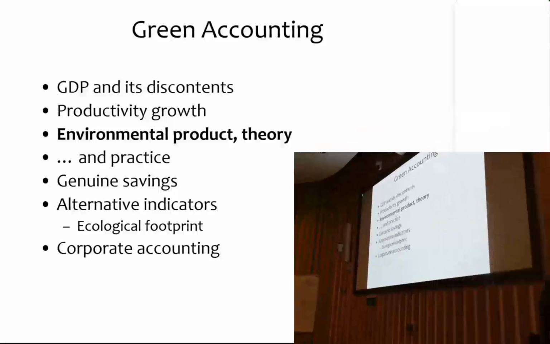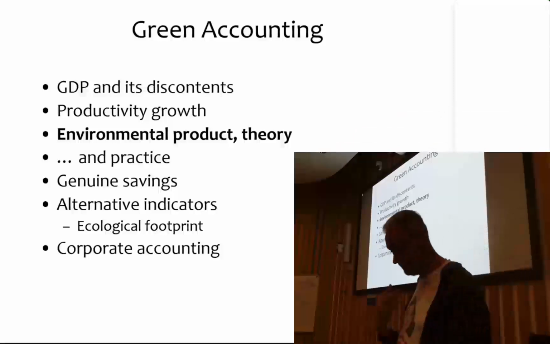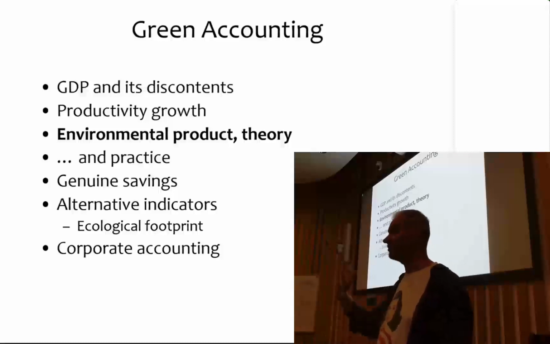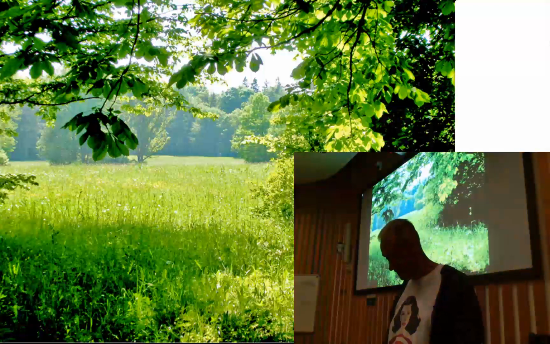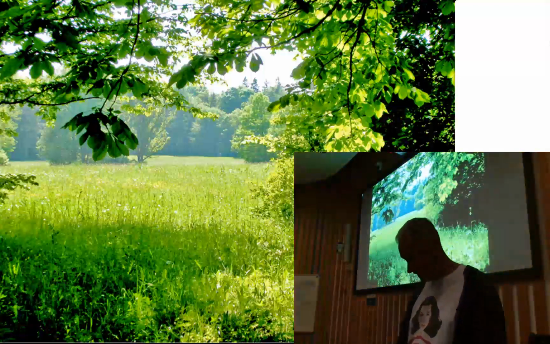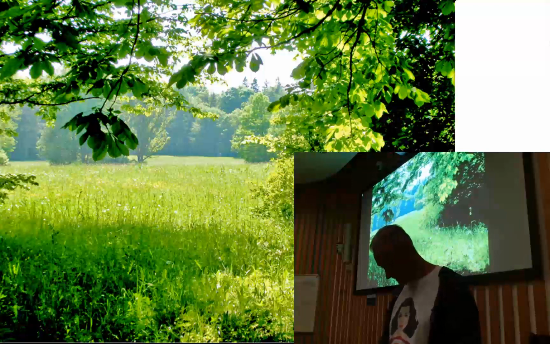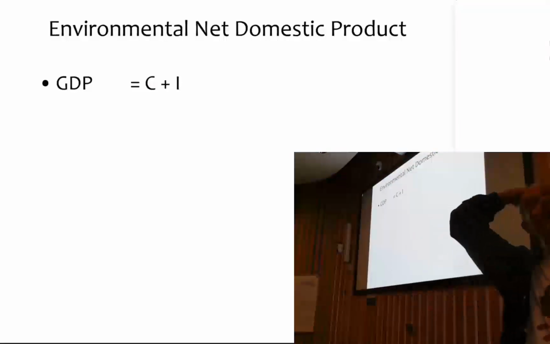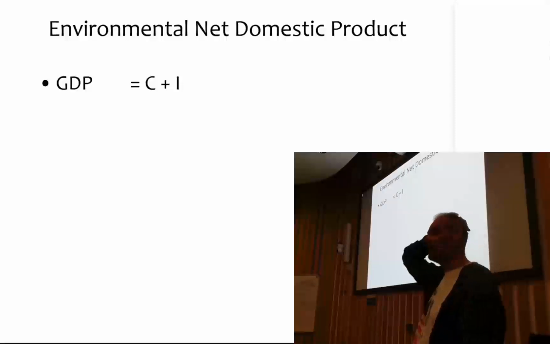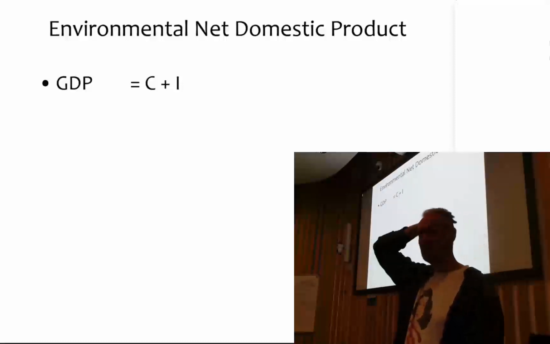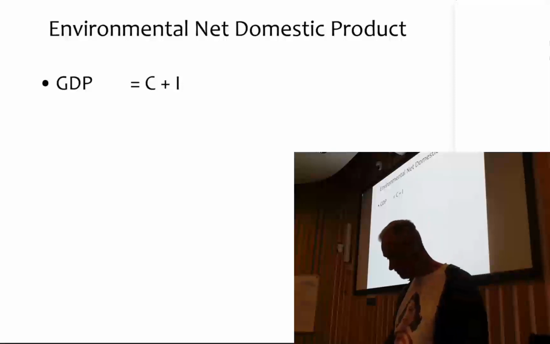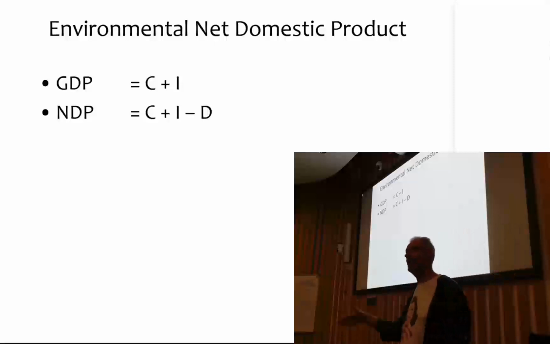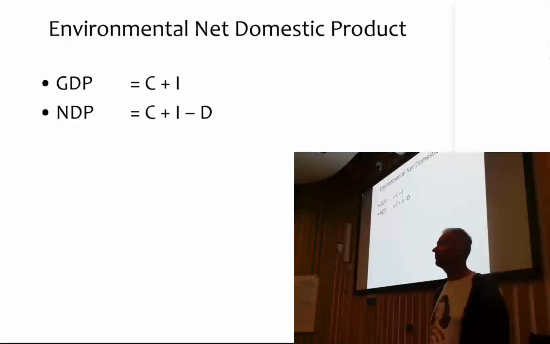Now, how do we correct gross domestic product or net domestic product for the environment? George likes to put in pictures. So this is a nice picture of a meadow. So gross domestic product in a closed economy without a government is defined as consumption plus investment, right? That's one of the 3 definitions. Net domestic product is consumption plus investment minus depreciation, right?